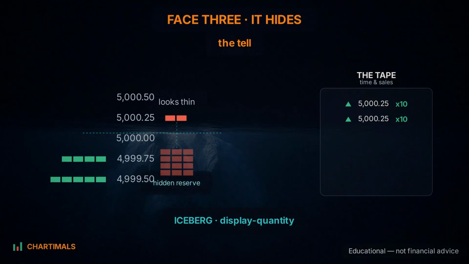The name is literal, a display quantity order, the size it's allowed to display while the rest stays hidden. Like an iceberg at sea, you see the cap and almost none of the mass below. So a price that looks weak can be backed by something enormous, and the wall you thought would break just won't.